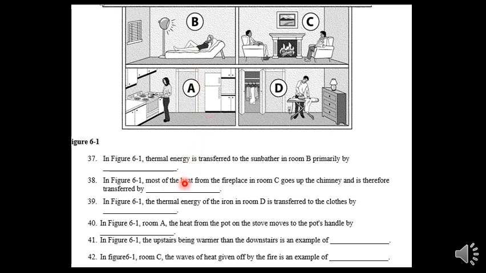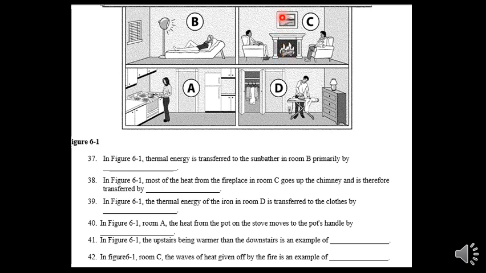And let's see, most of the heat from the fireplace in room C goes up the chimney and is therefore transferred by, well, hot things rising. That's convection. Like a lava lamp, hot stuff rises, cold stuff sinks. And so most of the energy is going up the fireplace. There is a little heat coming into the room through radiation. Again, like the campfire, radiation goes in all directions, but most of the energy is going up the chimney through those convection currents. It gets lost.